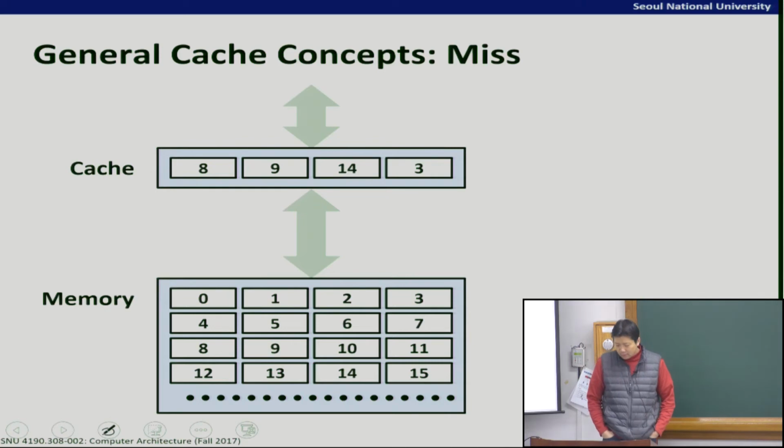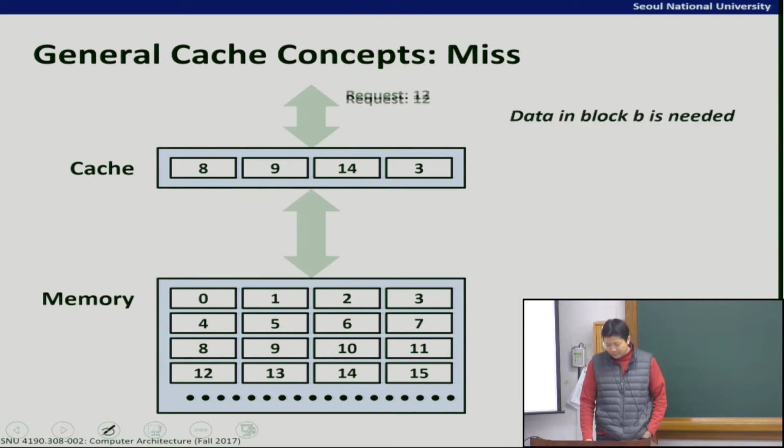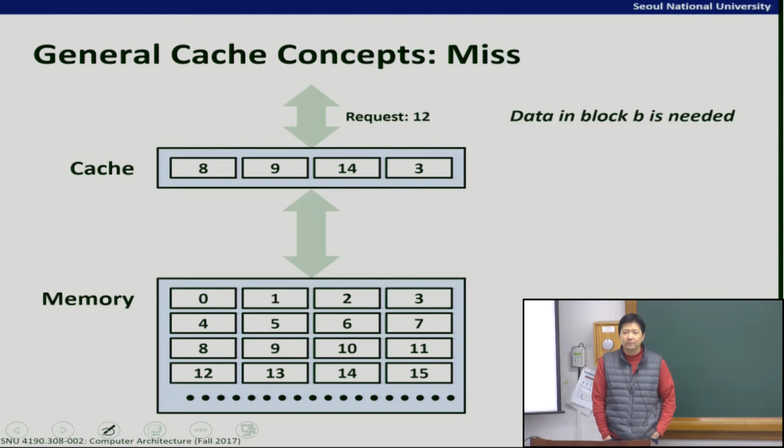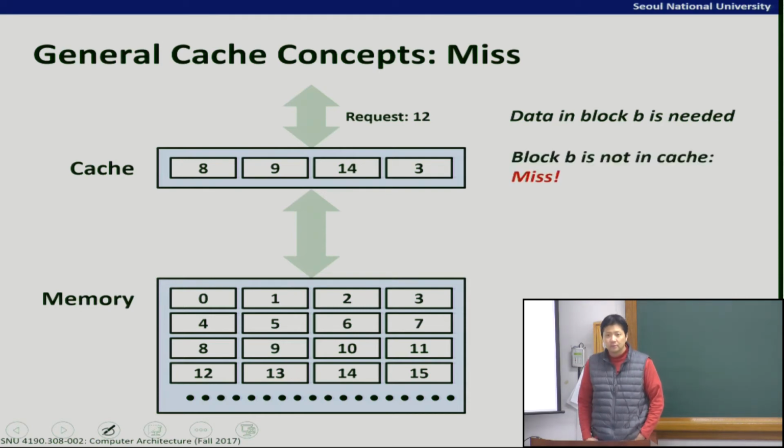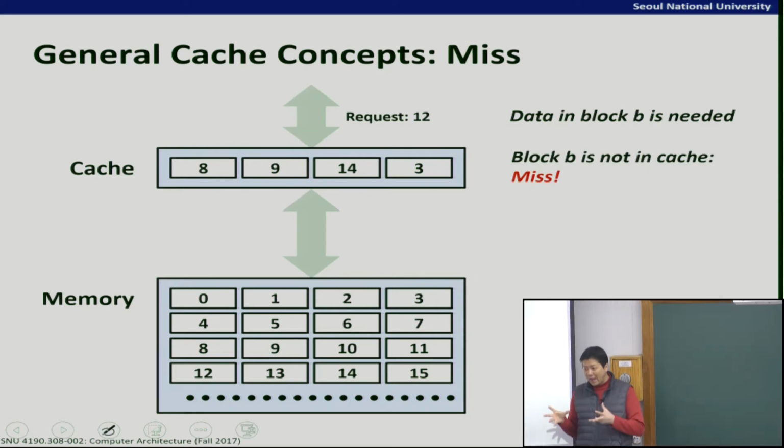But let's say you request other data, for example now you request block 12. In this example, block 12 is currently not in the cache, right? So this case is called a cache miss. One of the design goals in designing a cache is how we can maximize the cache hit rate, because we want to service as many requests as possible from the cache, because it's much faster storage, right?